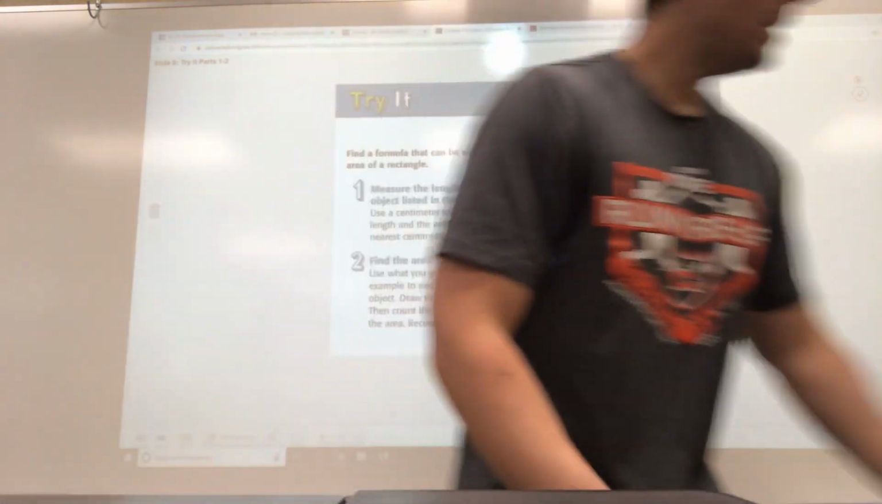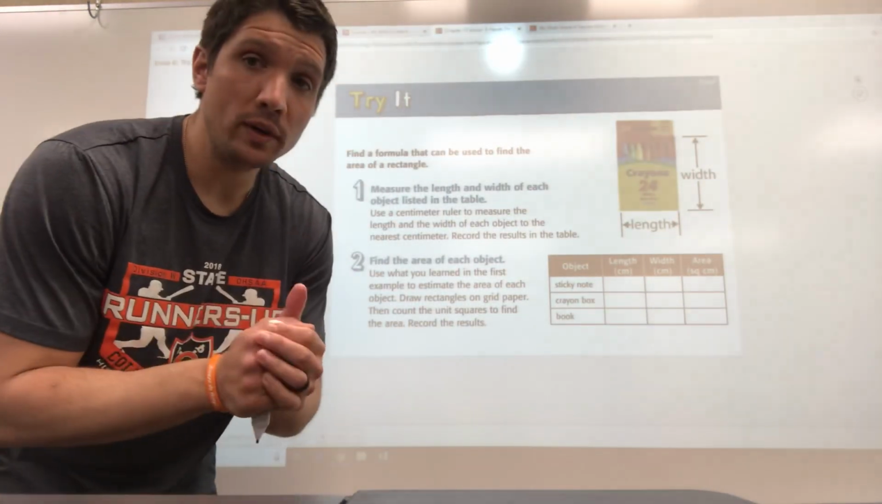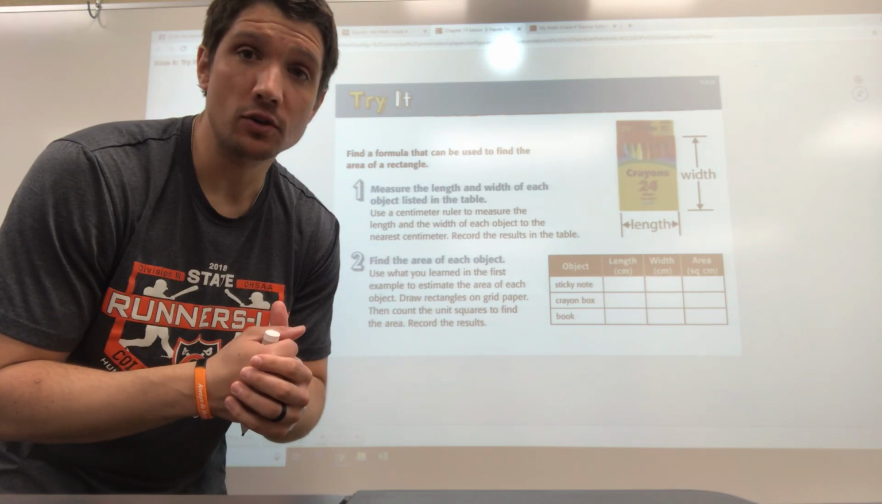Alrighty, guys. What you need to do for the independent practice is fill out the chart on page 841, and then you can go ahead and get started on the homework.